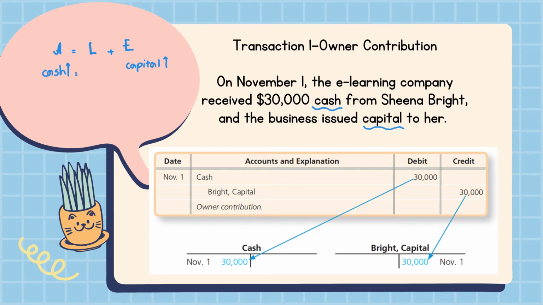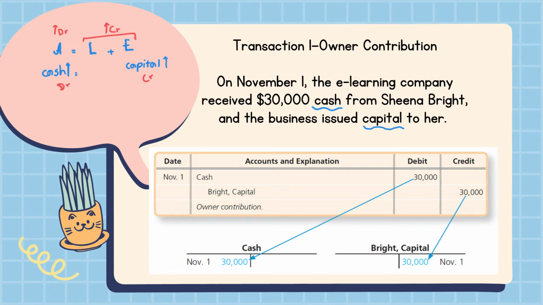So as you know, the normal balance for assets is the debit side. Assets increase in the debit side, while liabilities and equity increase in the credit side. So cash increased, so it's gonna go to the debit side, to the left side, while capital will go to the credit side. So this is the journal.